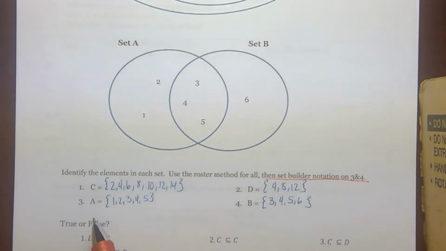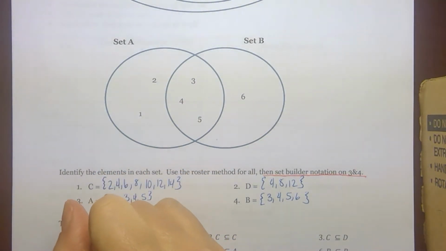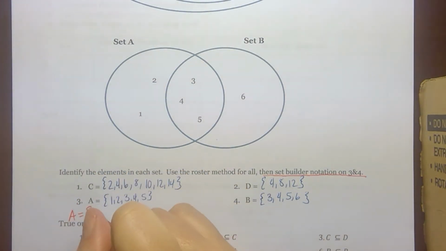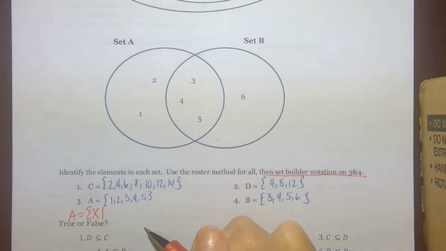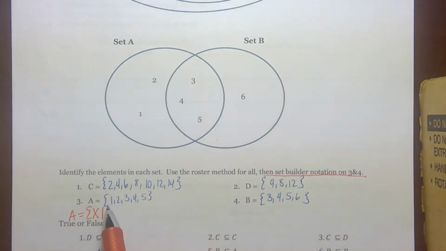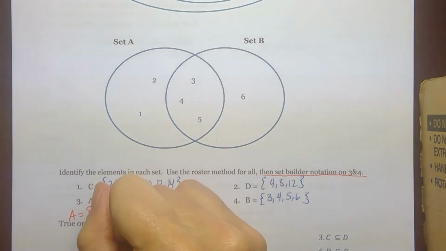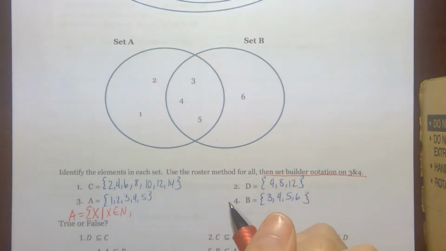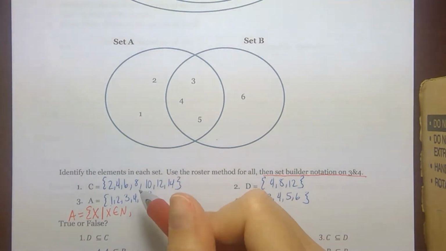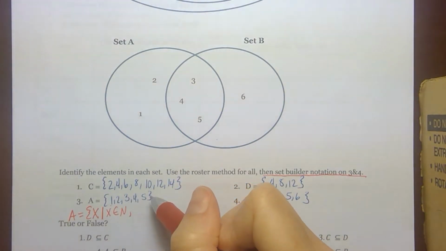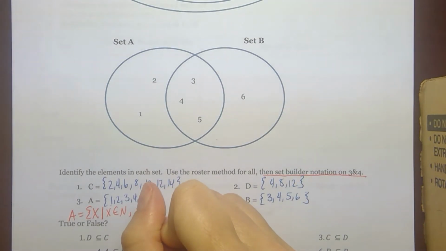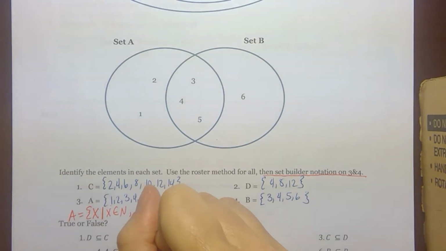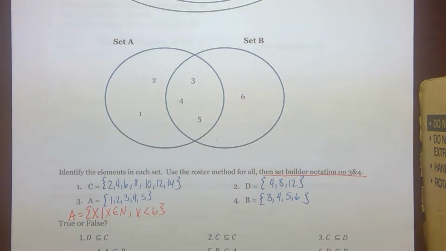For set builder notation for A, we start out the same way. A is the set of all elements X such that, and then I notice that these are counting numbers, so I'm going to say X is an element of the natural set. Then I need an inequality statement that represents 1, 2, 3, 4, 5. I can say that X is less than or equal to 5, or I could just say X is less than 6. Either one would be correct.